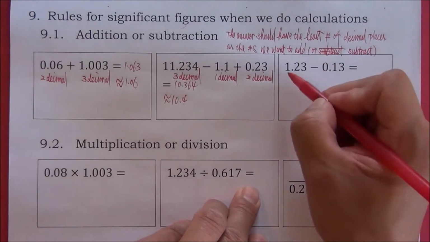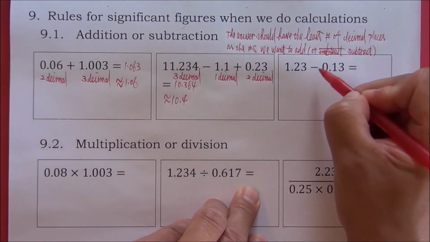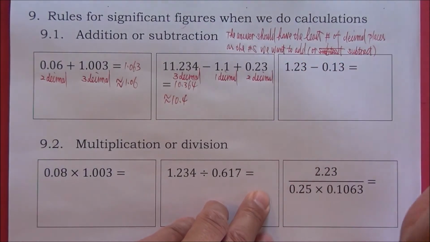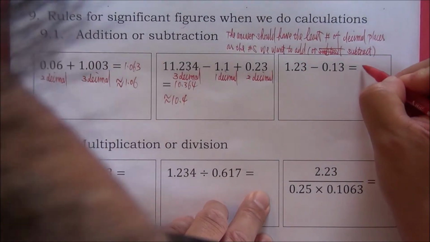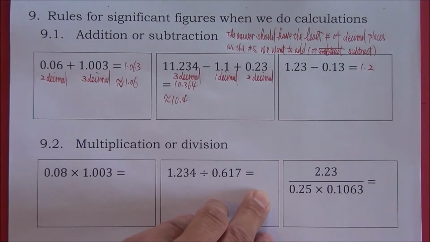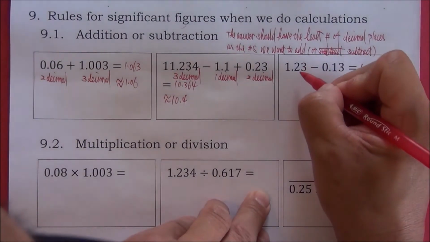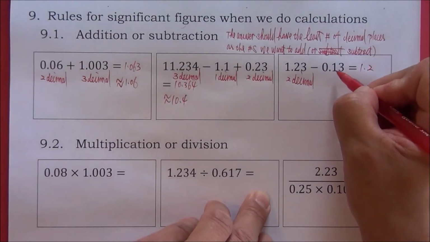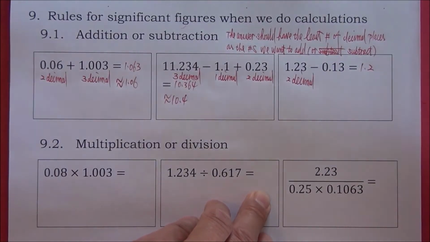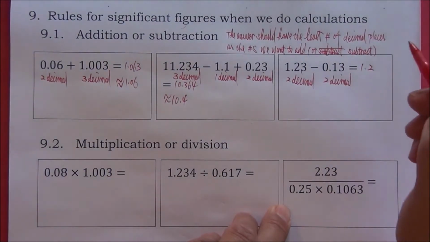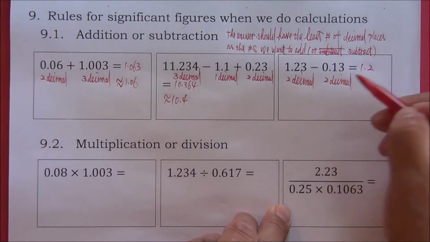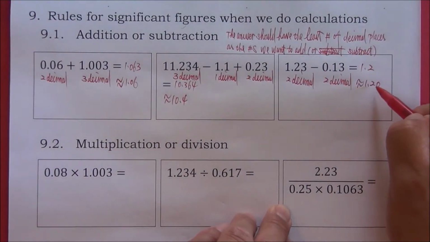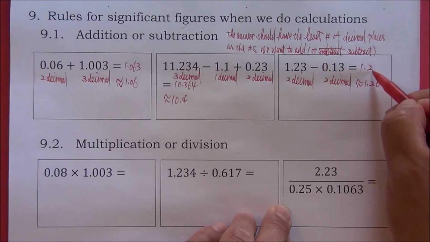Let's look at the third example. 1.23 minus 0.13. If we plug these two numbers into a calculator, we get 1.2. Then let's count how many decimal places for each number. The first number has 1, 2 decimal places. The second number has 1, 2 decimal places as well. According to the rule, the final answer should have 2 decimal places. Therefore, the final answer is 1.20, not 1.2.